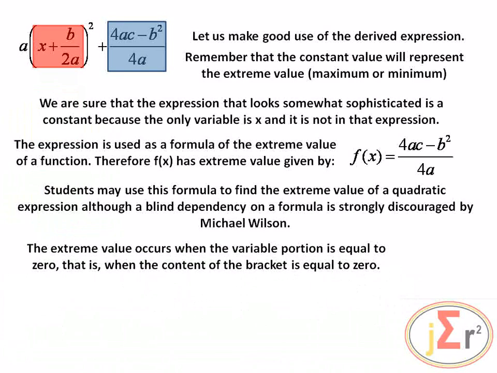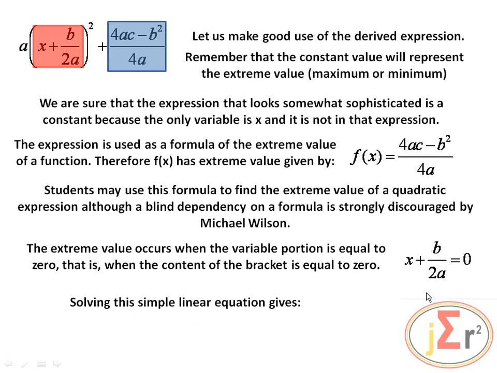The extreme value occurs when the variable portion is equal to 0, that is, when the content of the bracket is equal to 0. So when the content of the bracket is equal to 0, that is when the variable part is equal to 0, and that is when we have our minimum result, which of course is going to be equal to the constant value. So that part inside the bracket is equal to 0. Therefore, x plus b over 2a is equal to 0.